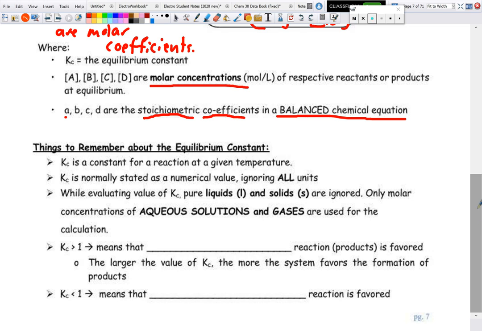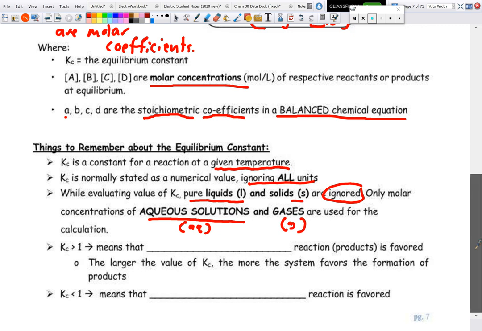So a few things to remember: Kc is constant at a given temperature. So the equilibrium constant will change at different temperatures. The equilibrium constant is normally stated as a numerical value, so we can ignore all units when we're putting it inside our equation. And when we're evaluating the equilibrium constant, anything that is a liquid or a solid is ignored. So we only deal with molar concentrations of aqueous solutions, aq, and gases.